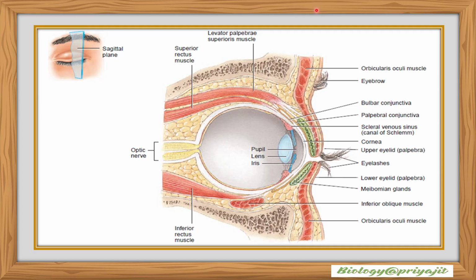In simple words, we can say that the picture shows how the eye is protected on the outside by eyelids, eyelashes, lacrimal glands and muscles, while inside it has the cornea, iris, pupil and lens for focusing light, and the optic nerve to send signals to the brain.